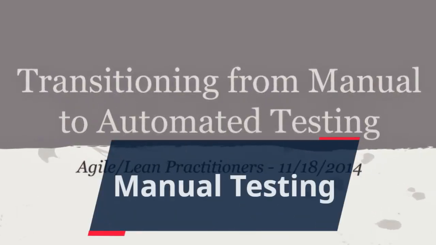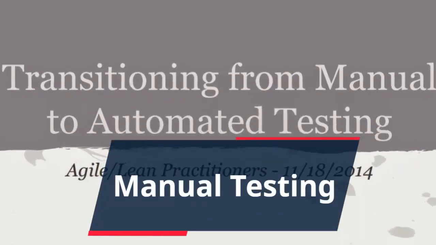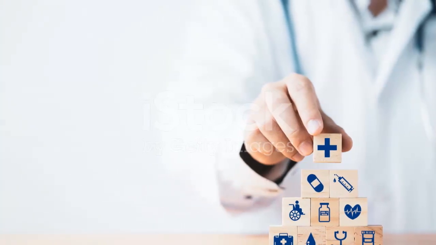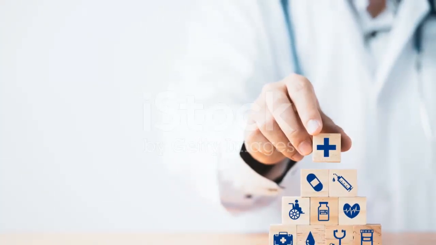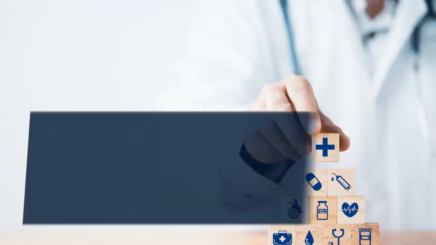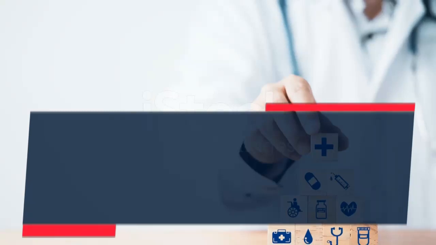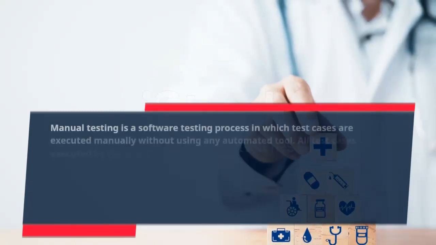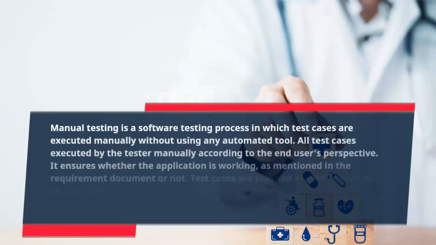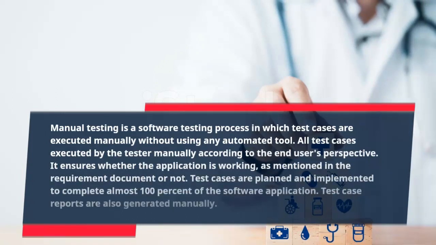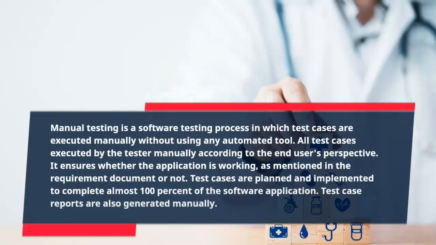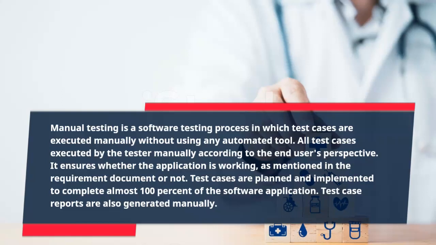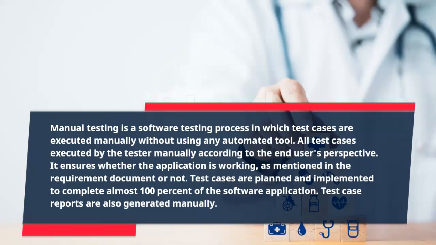Manual testing. Manual testing is a software testing process in which test cases are executed manually without using any automated tool. All test cases are executed by the tester manually according to the end user's perspective. It ensures whether the application is working as mentioned in the requirement document or not.